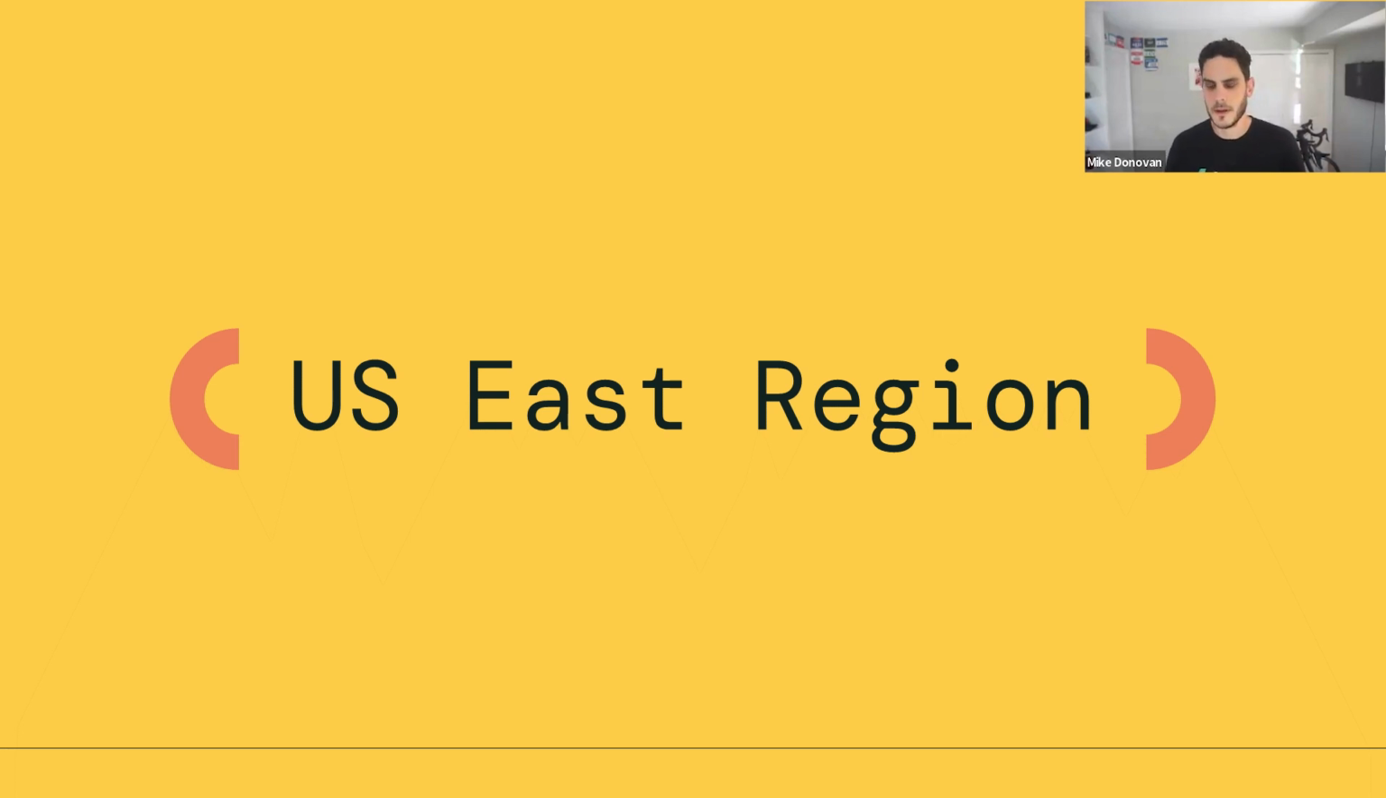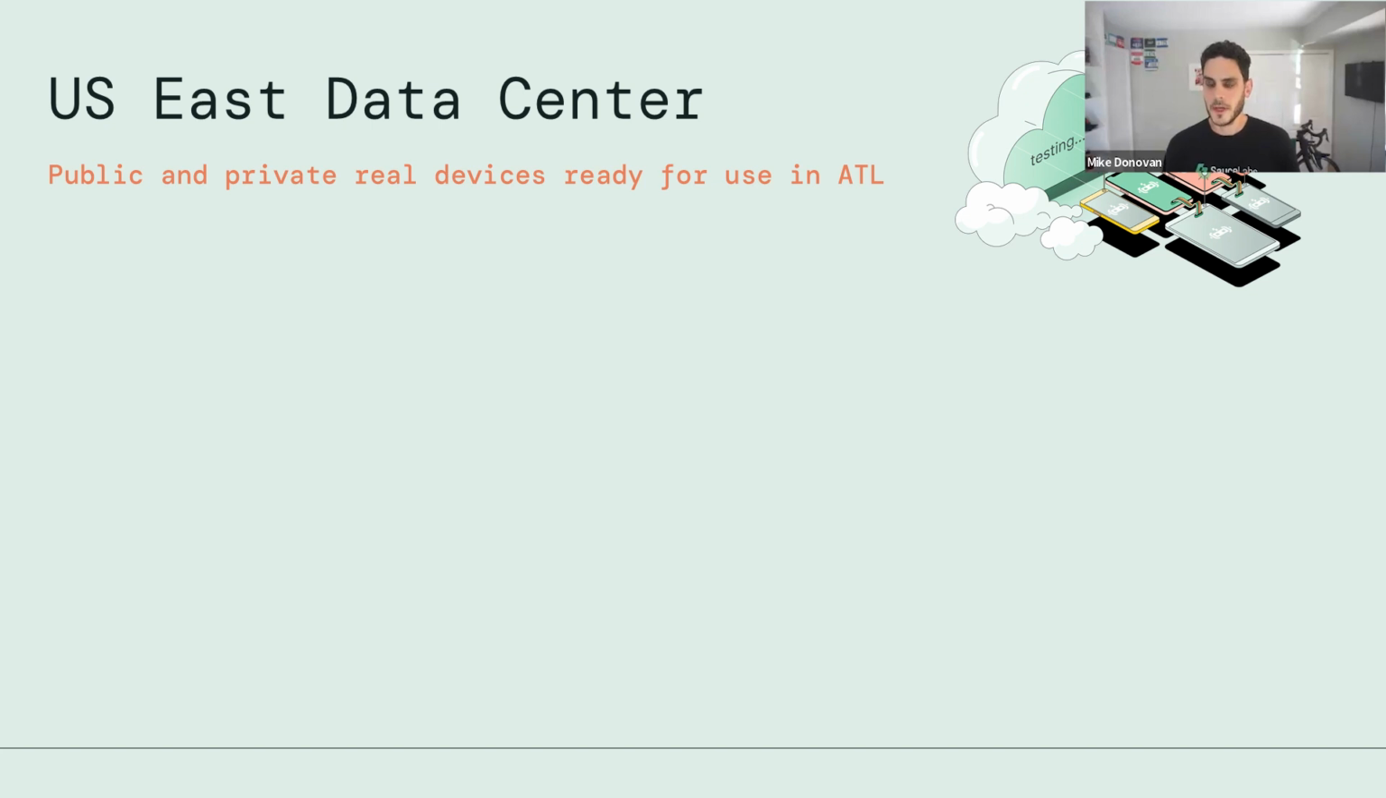So for those, I'm sure you're familiar, Sauce Labs, we have certain regions that we deploy and operate, and we deploy certain product features in those regions to match the customer demand. We have US West and EU Central. Right now, we're launching a US East data center for our private and public real device clouds. Now, what do I mean by private and public?